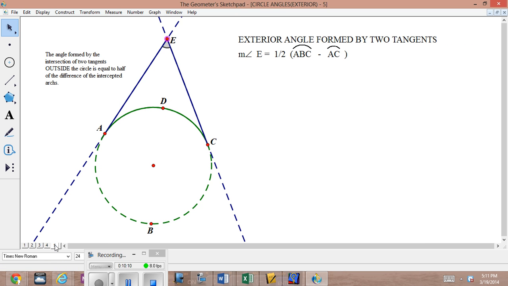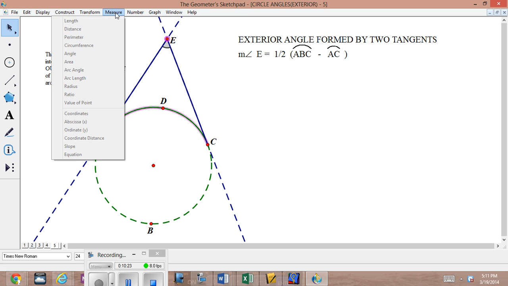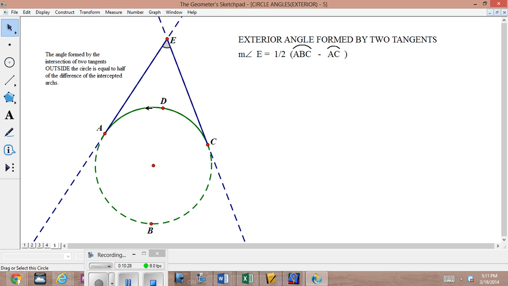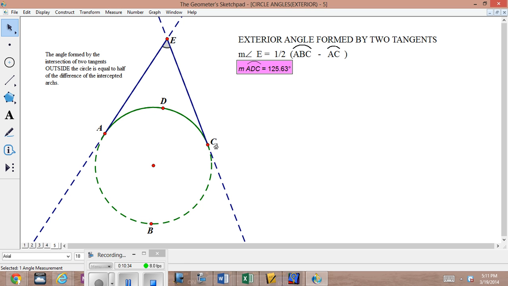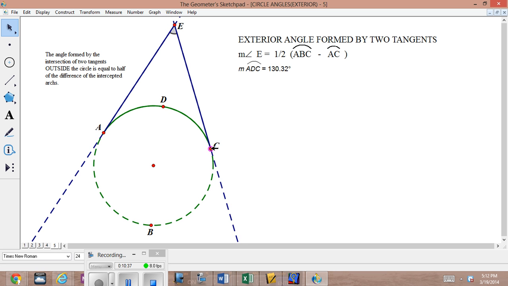And lastly, the same exterior angle, same difference. This is easier though. Because really, if you know the arc, let's say here's the one arc. Let's select that arc and measure it. That arc is measured. It's 130. Let's make it 130, as close as we can get.